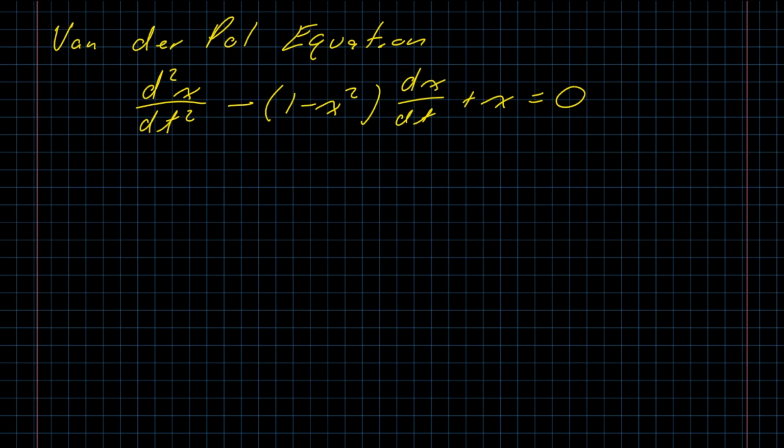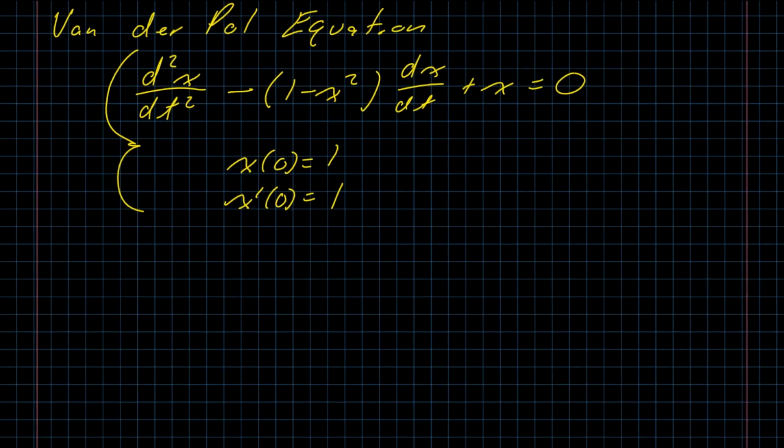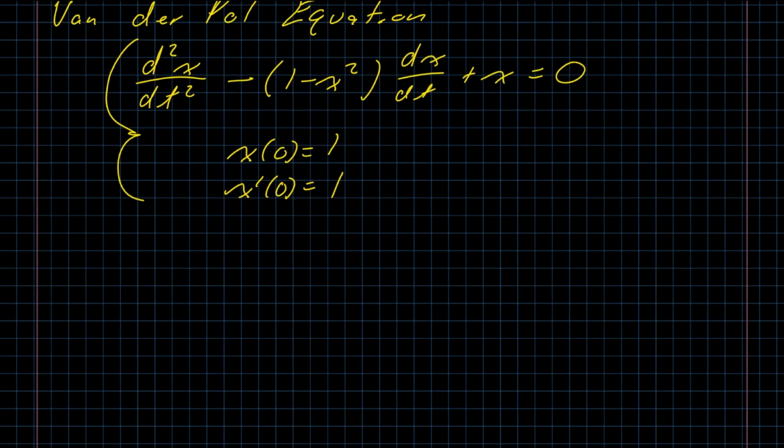How about x of 0 equals 1 and x prime of 0 also equals 1. All right, so it's a second order initial value problem. This is really the power behind phase space that we talked about for second order equations.